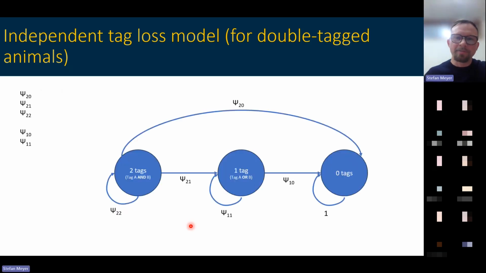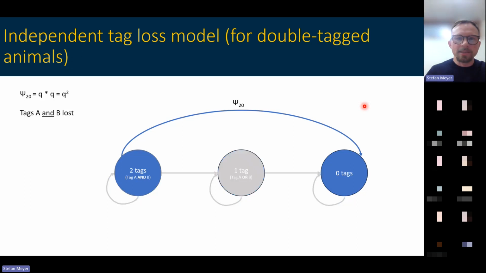So going back to the life cycle graph of a tag or two tags, we can now derive the following probabilities. I'm starting off with simultaneous tag loss, so losing both tags from one occasion to another. And that simply means that tags A and B are lost. So we have what was originally Q_A and Q_B, only now being Q, we just multiply them, so the probability is Q squared.